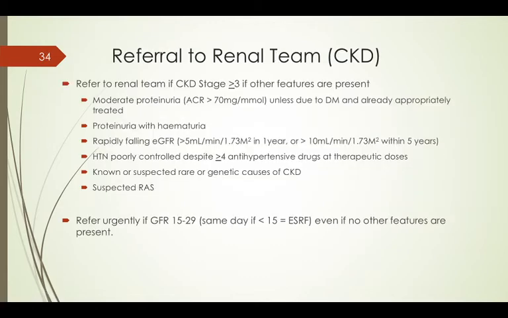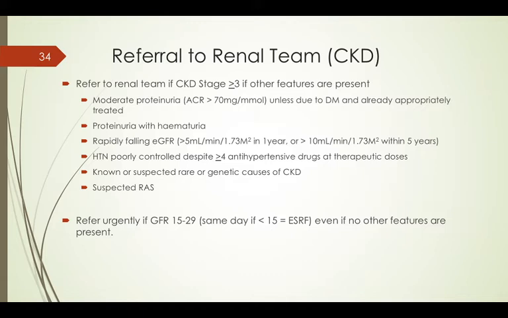Right, so referring to the renal team. There are again very stringent criteria here. We refer to the renal team if CKD stage 3 or above. So this is when the GFR is below 60 or more. You may notice moderate proteinuria, unless it's due to diabetes and it's already been treated, often with ACE inhibitors.